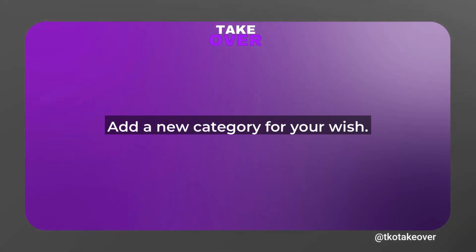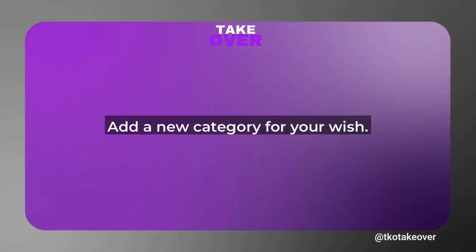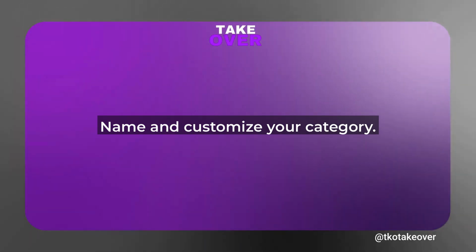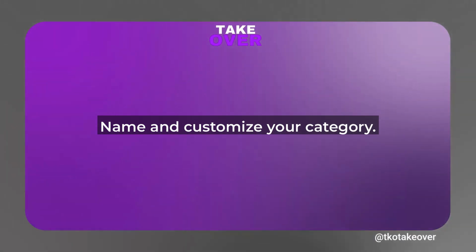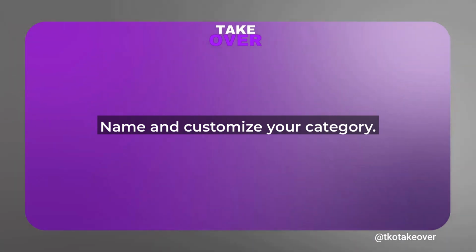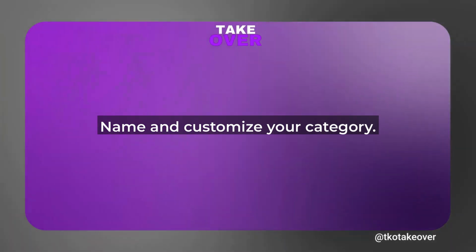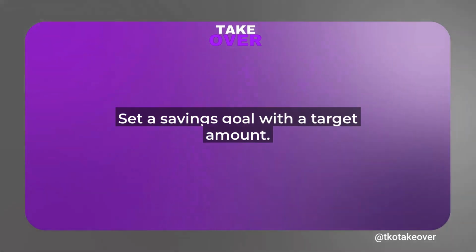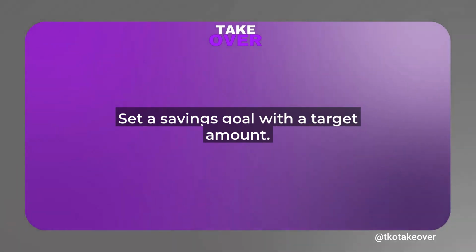Next, set a goal for your wish farm to make it official. YNAB lets you choose from options like a target date or a monthly contribution amount. For example, if you're saving for a $500 gadget, you could aim to add $50 each month. This way, YNAB will track your progress automatically and even notify you when you're getting close. Talk about satisfying.